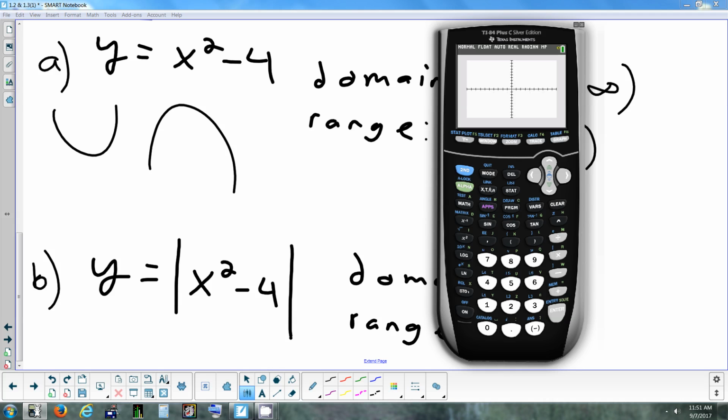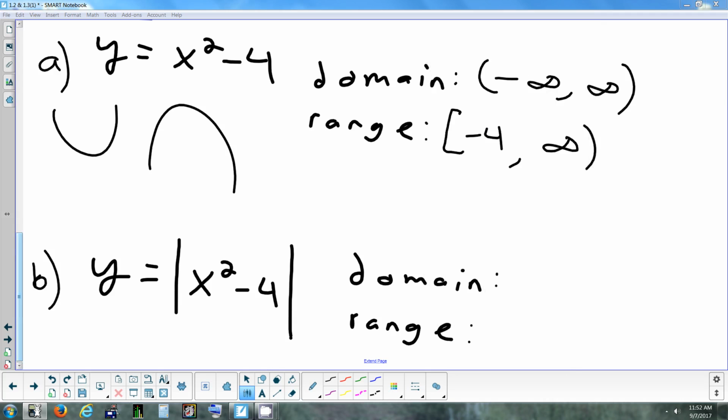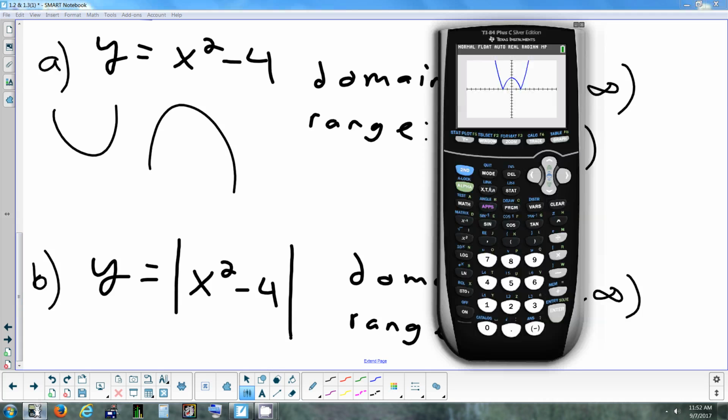Okay, now when I hit graph, it's going to try to draw a parabola, but remember, absolute value won't allow it to go negative. So the part right here that was negative before, it's like it's been flipped up, and now it's positive. So what did the absolute value change? Did it change my domain, or did it change my range? Yeah, the domain is the same. You can still square any number you want. But it doesn't go as low as -4 anymore. What's the lowest that it goes now?